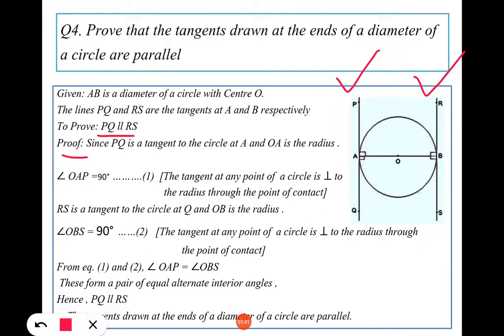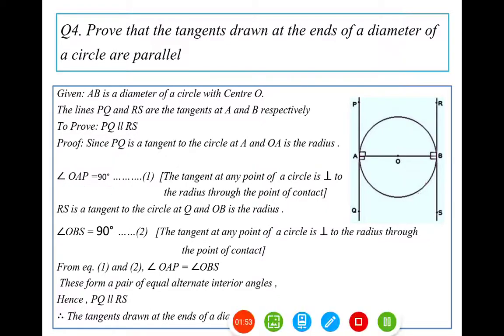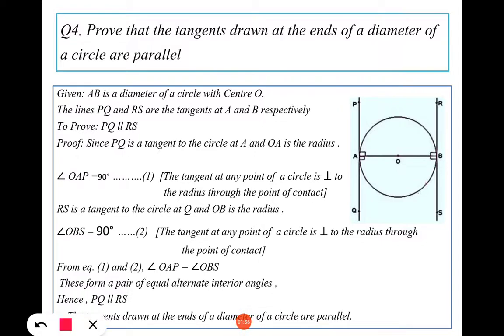सो प्रूफ, since PQ is a tangent to the circle at A and OA is radius, so we have angle OAP 90 degree, because the tangent at any point of a circle is perpendicular to the radius through the point of contact.